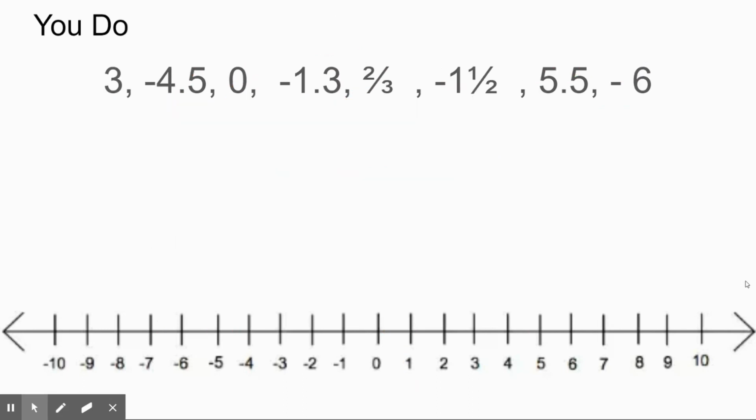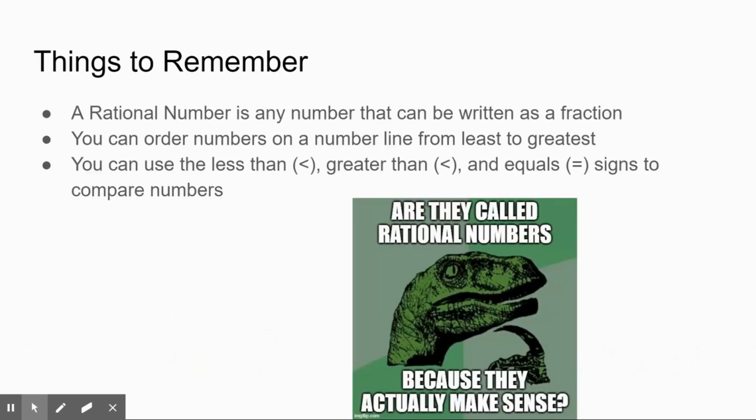So now you're going to try a you-do. There are another 8 values here. Some of them are the same, some of them are different. You are going to plot them on your own number line. Make a new number line, that way you can tell where all your numbers are supposed to be. Ready to go.